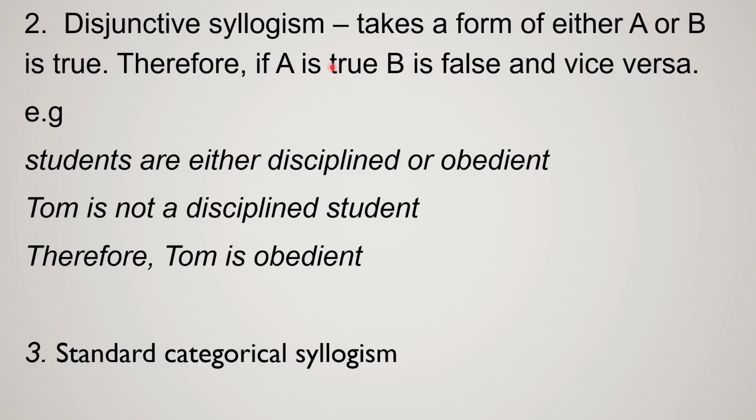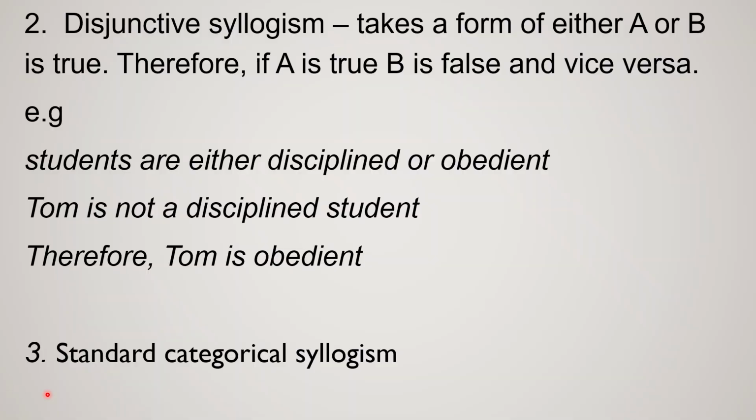One thing you are going to notice is that one statement is true, and if A is true, B is false, and if B is false, A is true, and vice versa. That is another type of syllogism that is termed as disjunctive syllogism.